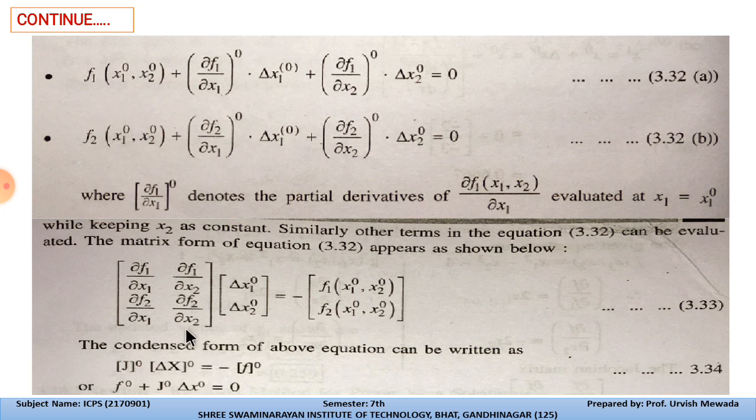So the condensed form of the above equation can be written as J raised to 0 delta x raised to 0 minus f raised to 0. From that we can write a similar equation, or we can say f raised to 0 plus J raised to 0 delta x raised to 0 is equal to 0. So this is the equation which is the condensed form of equation 3.32.